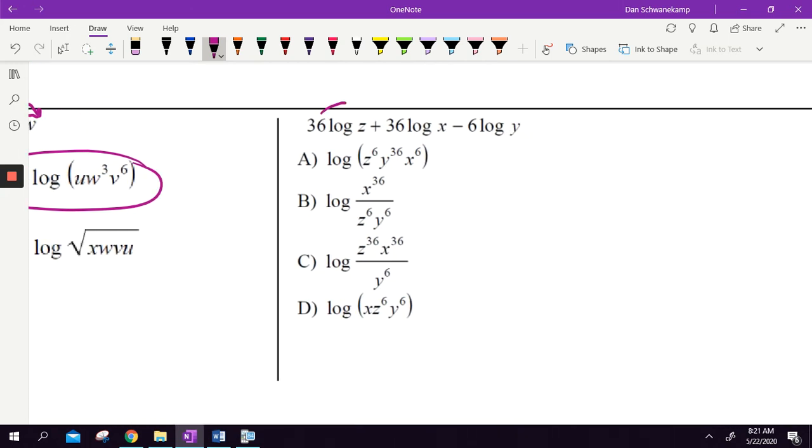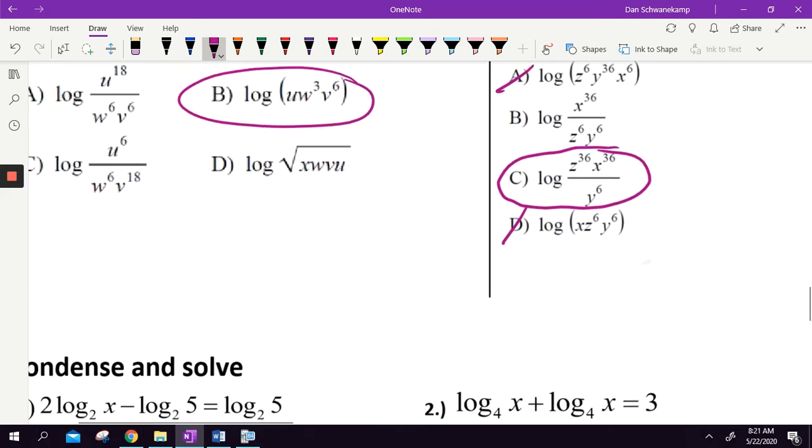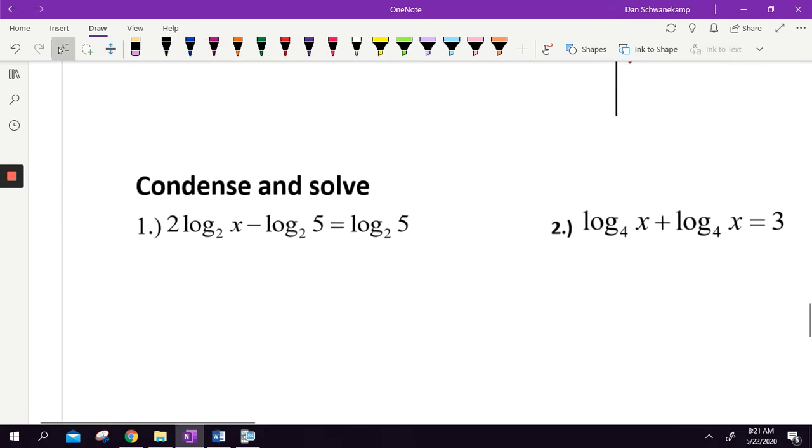Same thing on the next one. 36 is going to become an exponent. Negative 6, or the 6, is going to become an exponent. Oh, hey, that's negative. That means it's going to go on bottom. So I know I want y to the 6th on bottom. Well, that one doesn't have y to the 6th on bottom. That one doesn't either. The only one that's negative is the y, so that's the only one that's going to be on bottom. I want log base c. Now, why do we need to do this condensing? Because it's going to help us solve.